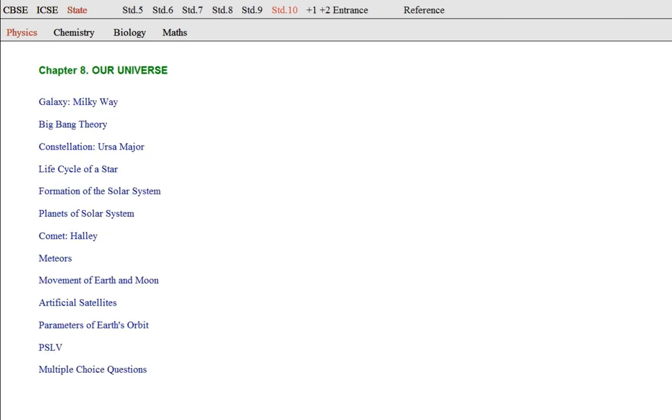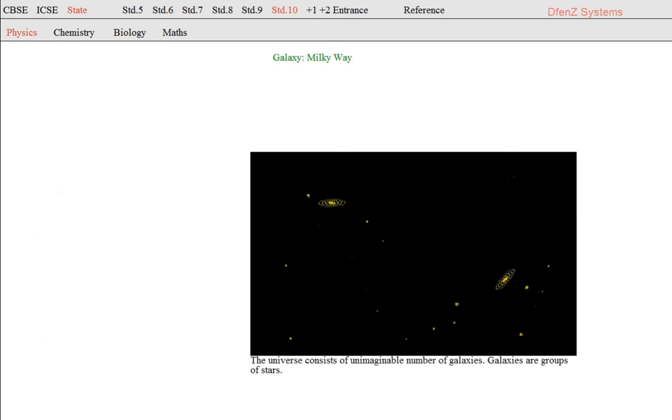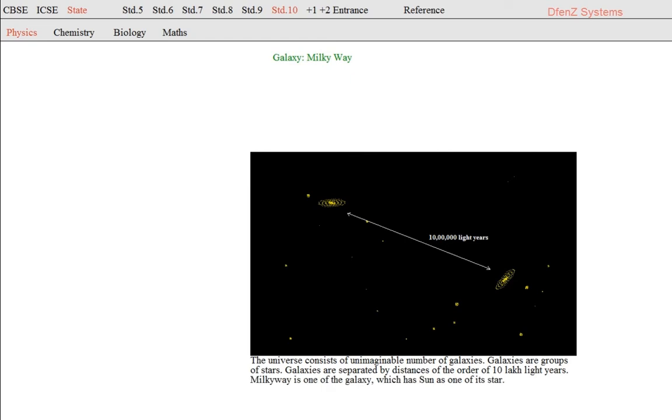Our universe, then Milky Way. A galaxy is a group of stars. Our galaxy is the Milky Way.